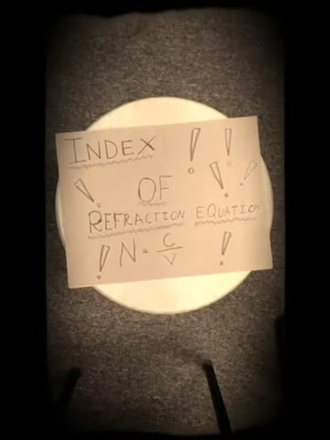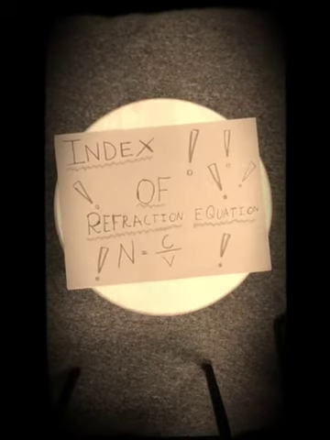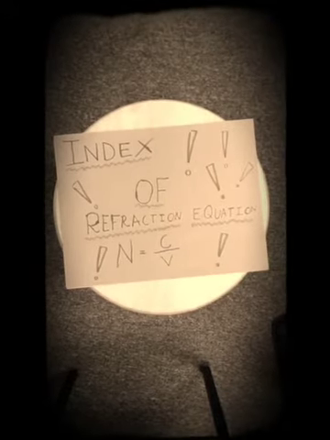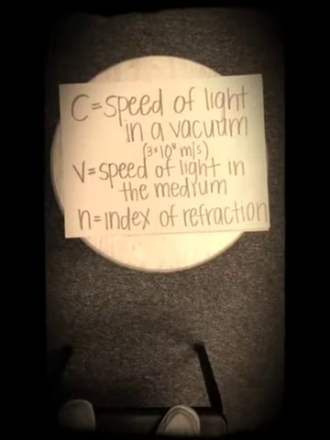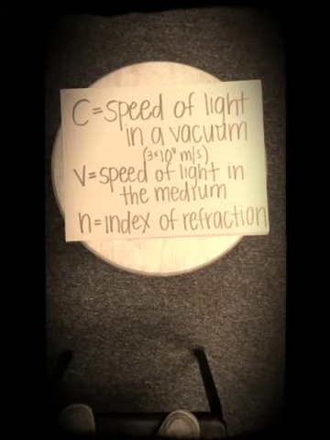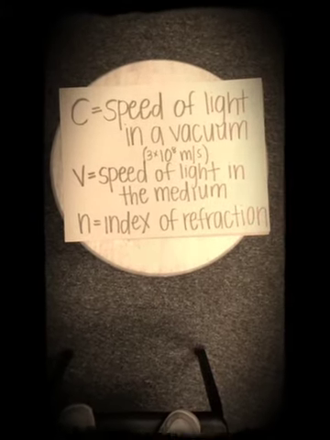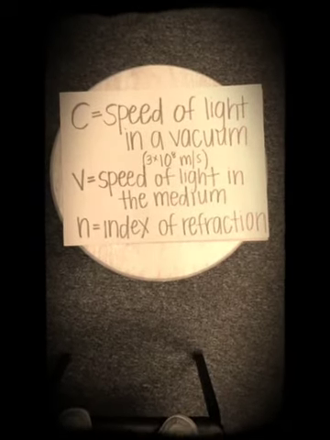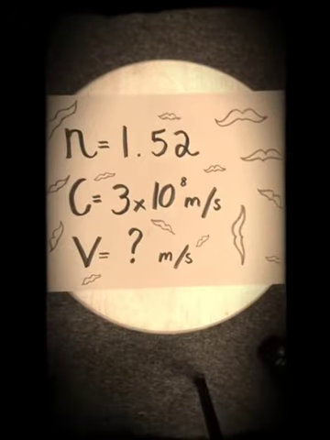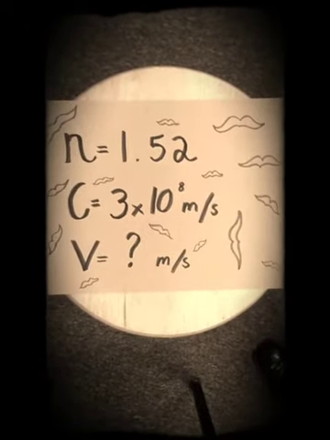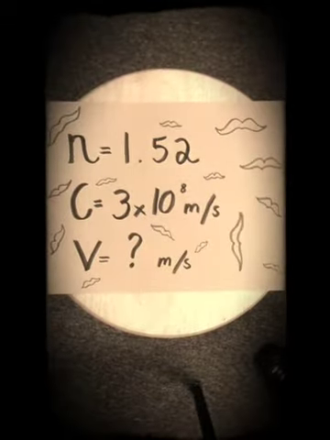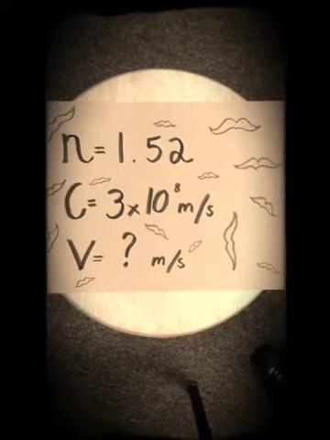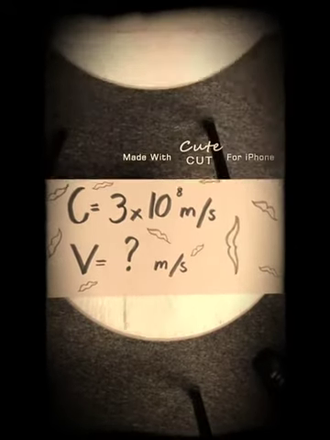To answer the question, we need to use the index of refraction equation. The index of refraction equation is n equals c over v. c is the speed of light in a vacuum, which is 3 times 10 to the 8th meters per second. v is the velocity of the light in the medium. And n is the index of refraction, which is 1.52. c is the speed of light in a vacuum, 3 times 10 to the 8th meters per second. And v is the velocity, which we don't have, in meters per second.